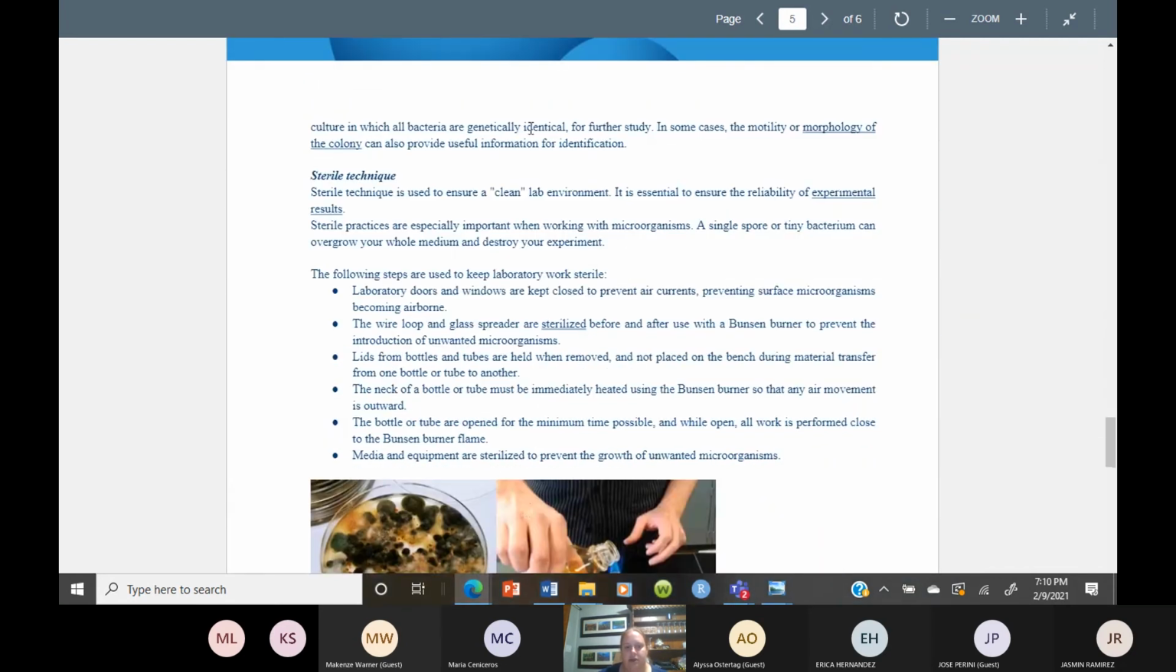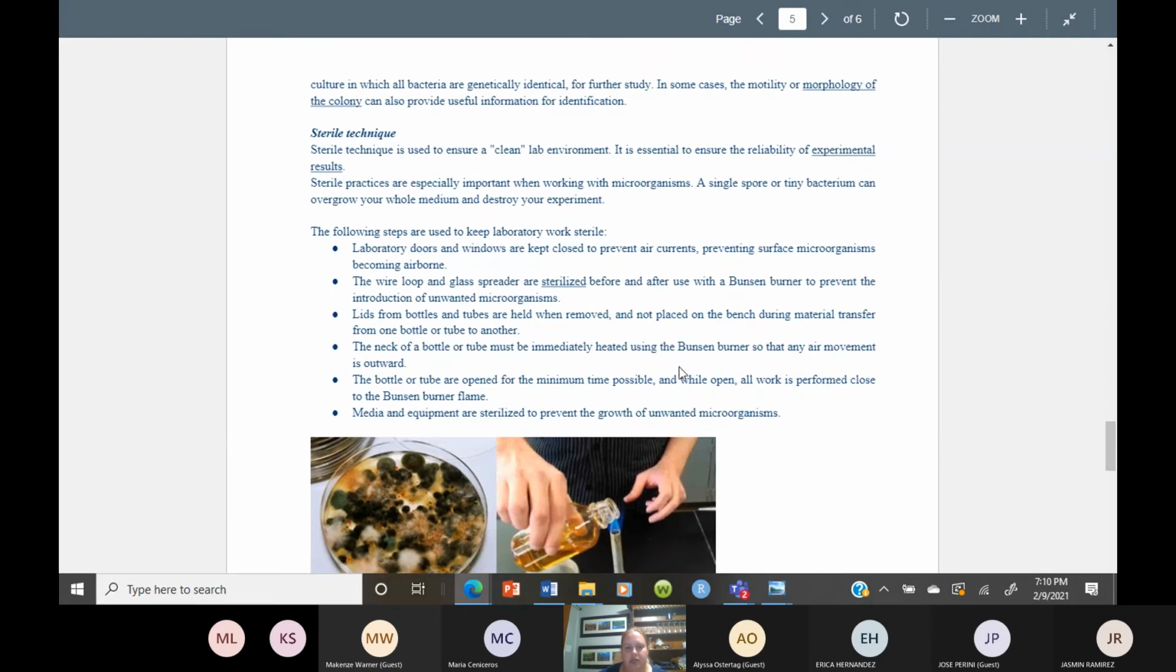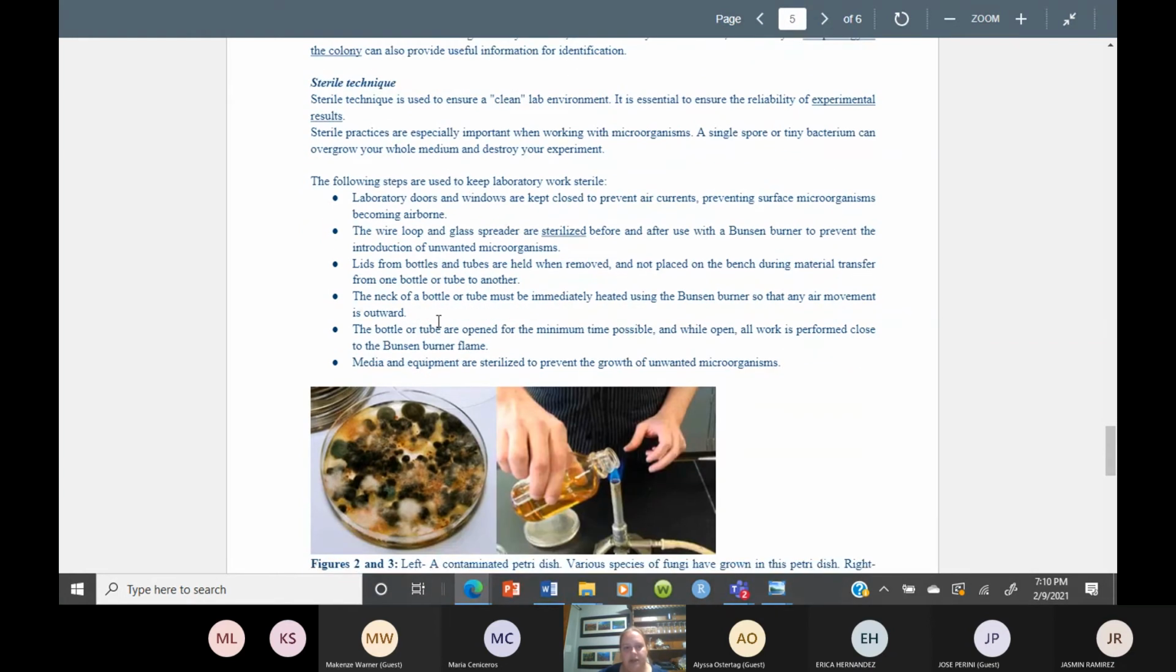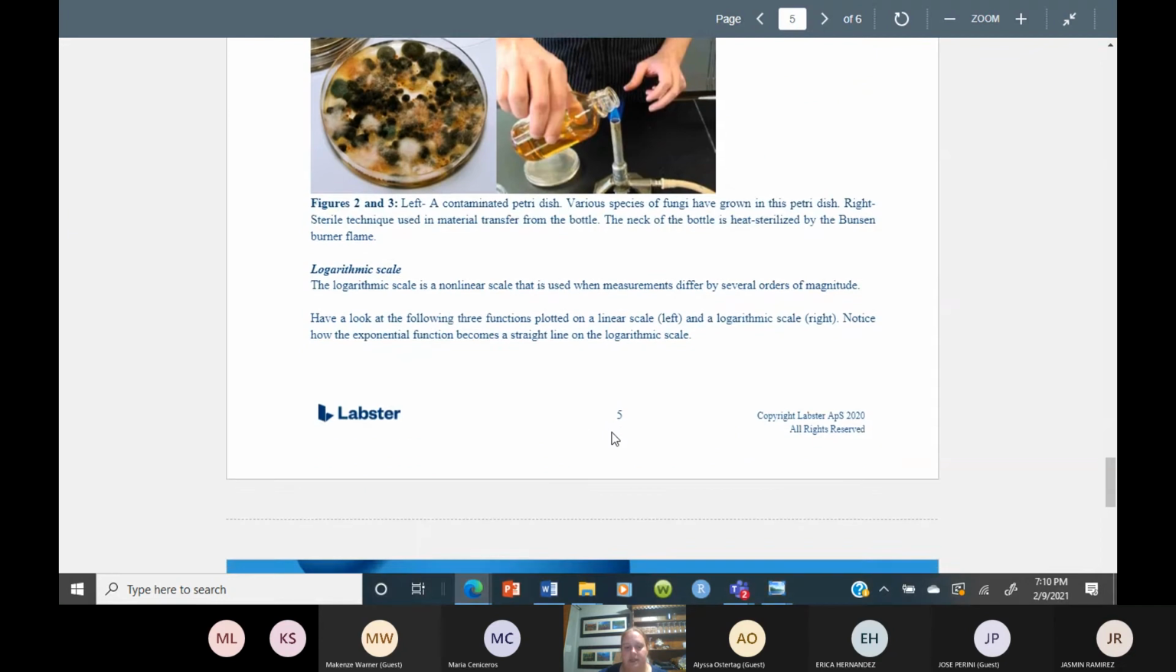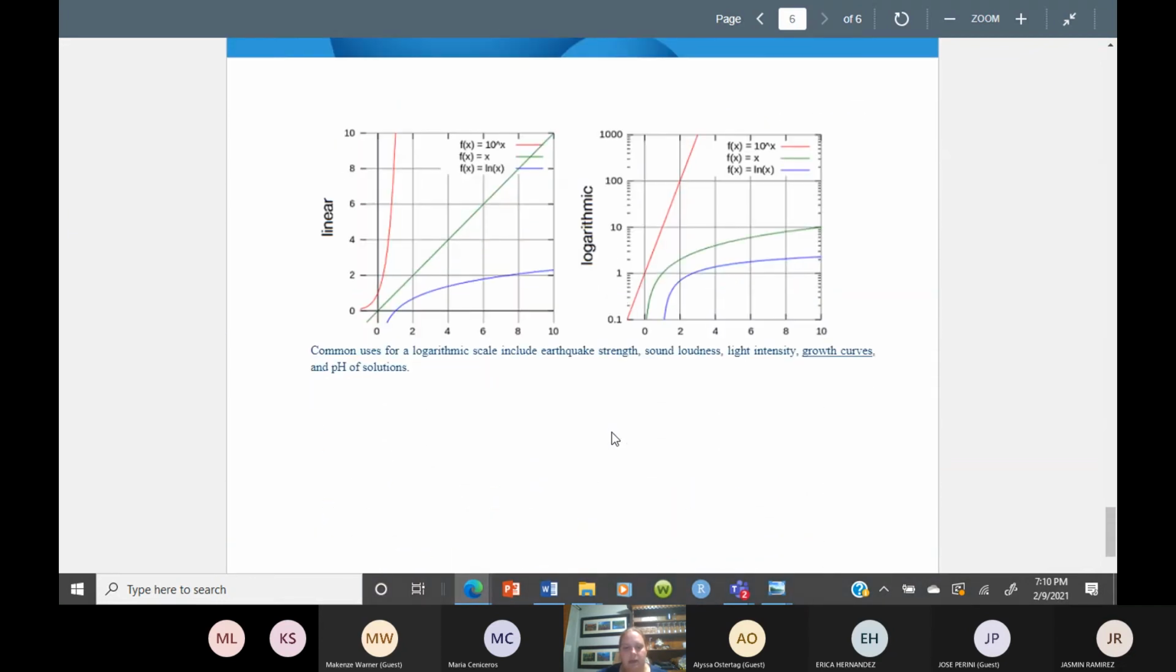They're also going to hit on sterile technique, making sure that you're doing this in a sterile or aseptic environment, so that when you're working with these things, you're able to come up with those microorganisms that you're looking for.